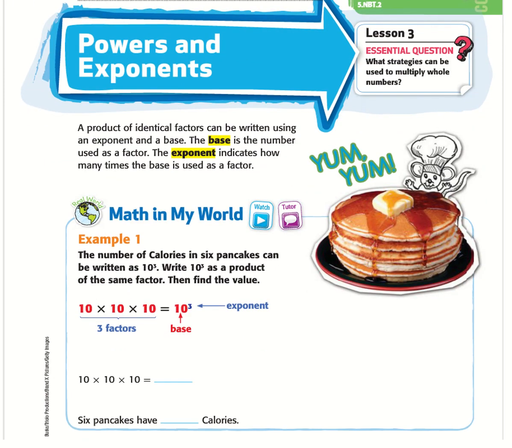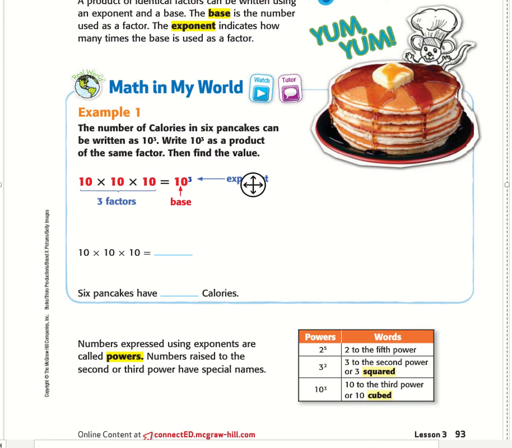So a product of identical factors can be written using an exponent and a base. The base is the number used as a factor, and the exponent indicates how many times the base is used as a factor. So we're gonna go over those definitions a little bit more in example 1.